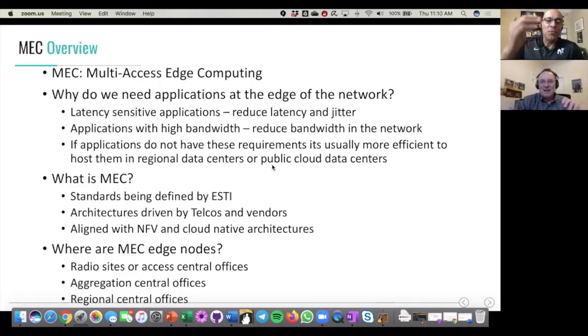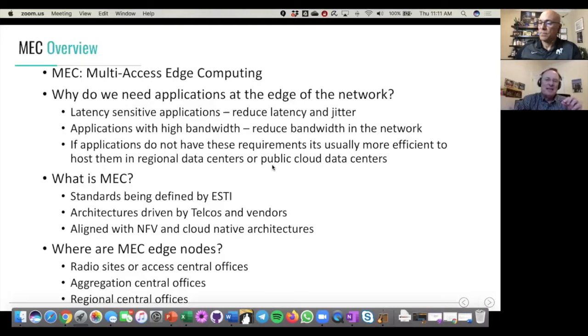Peter, do you mind going in and addressing some of those pieces? Because I think there's some confusion in the market about what it is. Sure. So let's just start out with MEC. What is it? The acronym is multi-access edge computing. Originally, it was mobile edge computing, and then it was changed to make it more general. But the key thing is, it's really edge computing with a focus on service provider, telco networks.